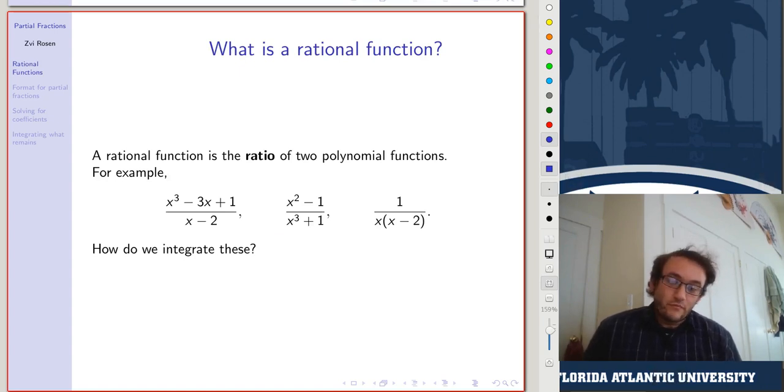So first off, we need to know what a rational function is. A rational function is the ratio, thus rational, of two polynomial functions. For example, x cubed minus 3x plus 1 over x minus 2, both of those are polynomials. X squared minus 1 over x cubed plus 1, same. You might also find that some of the terms are already factored for you, like 1 over x times x minus 2. Okay, so given that we start with a rational function, how do we integrate it?